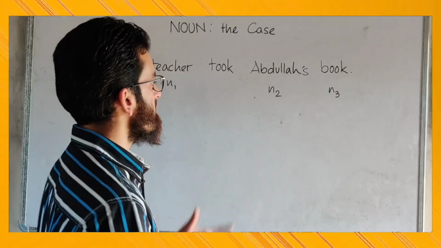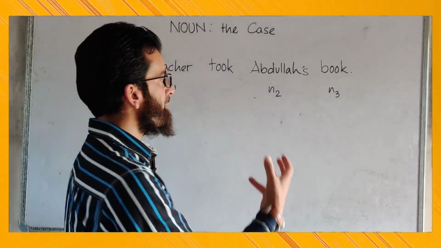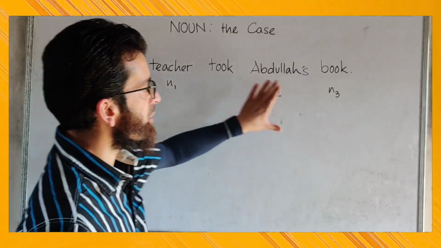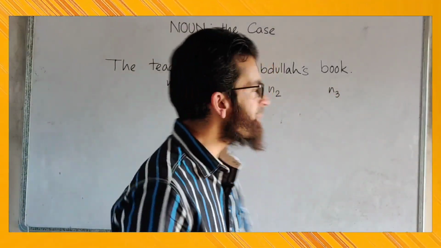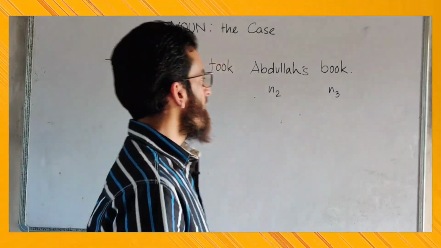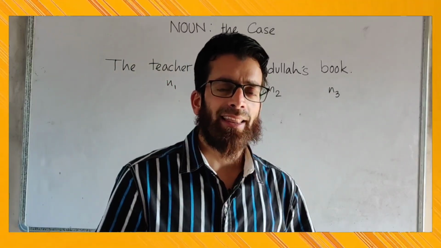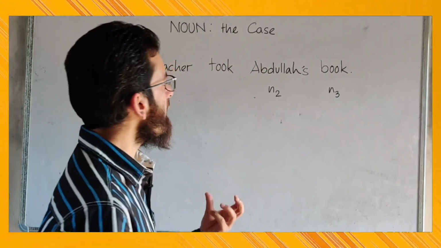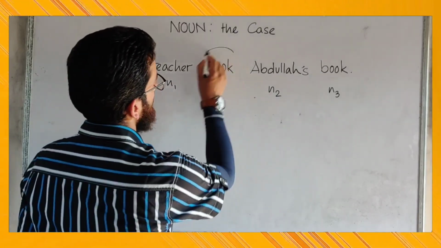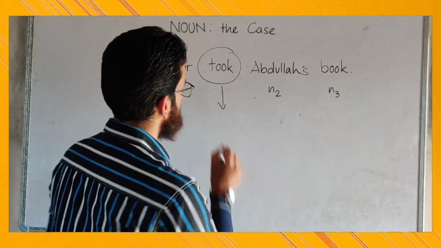So this is what we will try to learn today. And I have drawn a simple example, a simple demonstration for you. The teacher took Abdullah's book. Now, before going through the case of a noun, first let's identify, let's point out the main verb of this sentence, and we know that is none other than took, which is the past form of take.